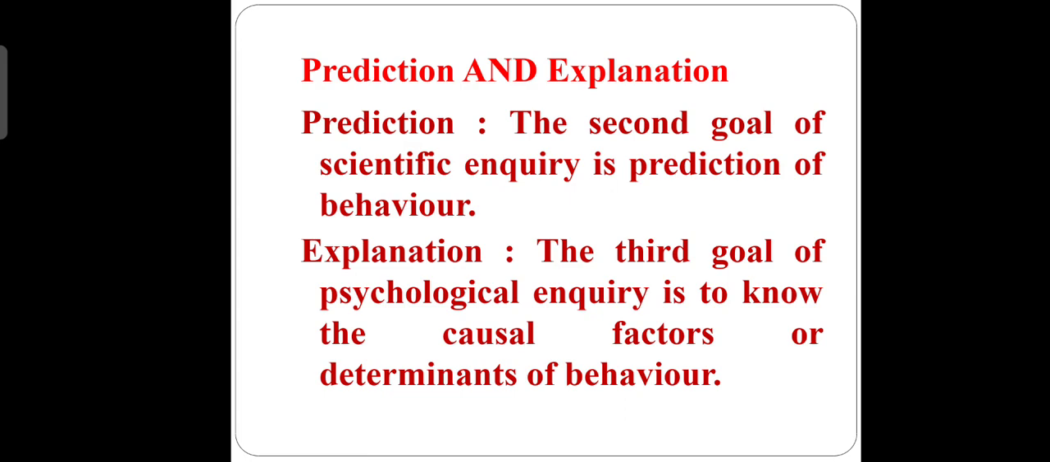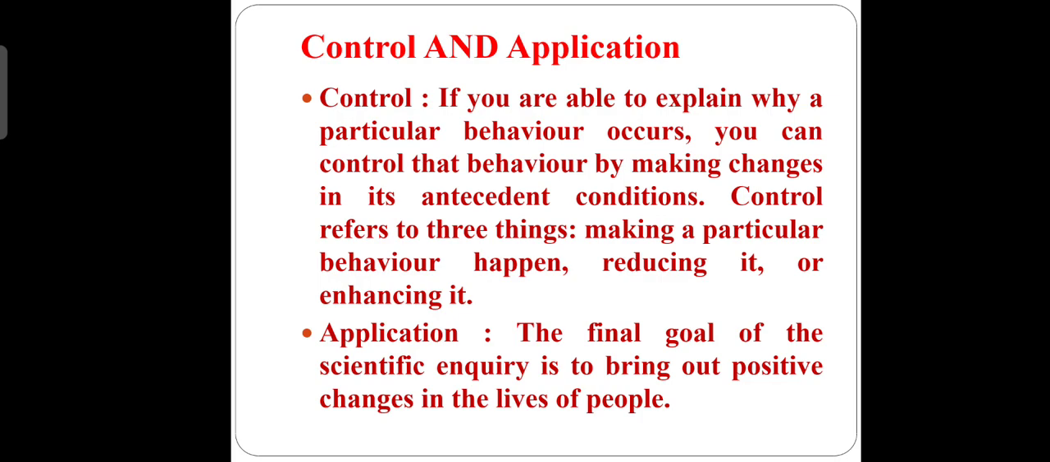Next, control. We can control also. Control refers to three things: making a particular behavior happen, reducing it, or enhancing it. That means we can change individuals' behavior. For example, you can keep the number of hours devoted to study the same, or you can reduce them, or there may be an increase in the study hours. And we can provide therapy.